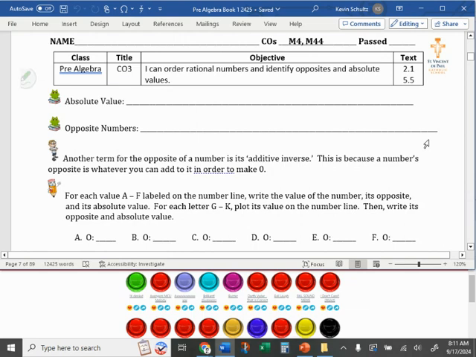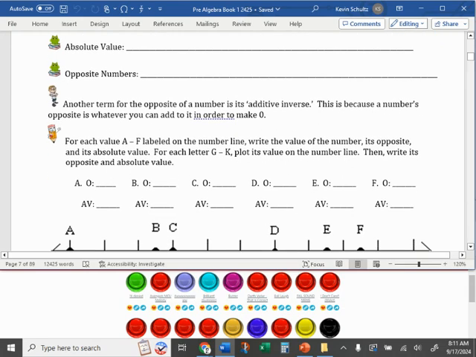We're moving ahead, forging ahead to CO3, ordering rational numbers as well as identifying opposites and absolute values. Did anyone get any absolute value on their math test yesterday? Anyone remember seeing anything? Okay. So these phrases, these terms might be new to you, but what is absolute value? Does anybody have a definition for absolute value? No? We're going to learn something new today.